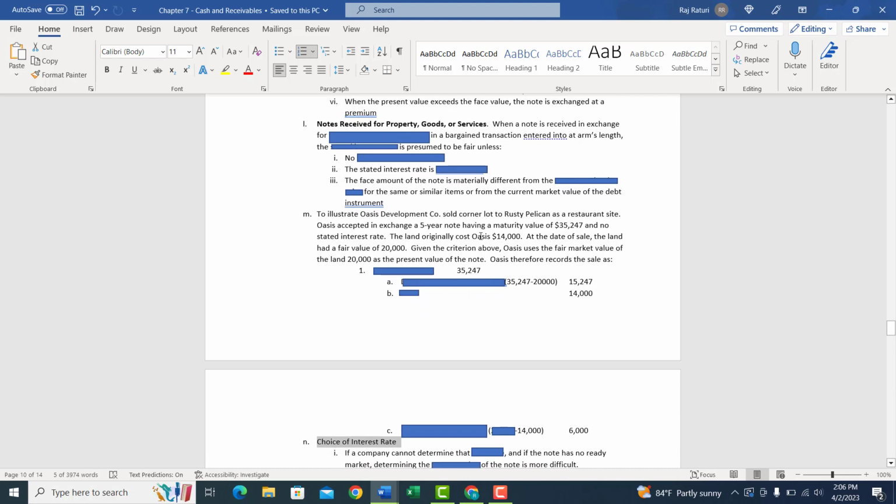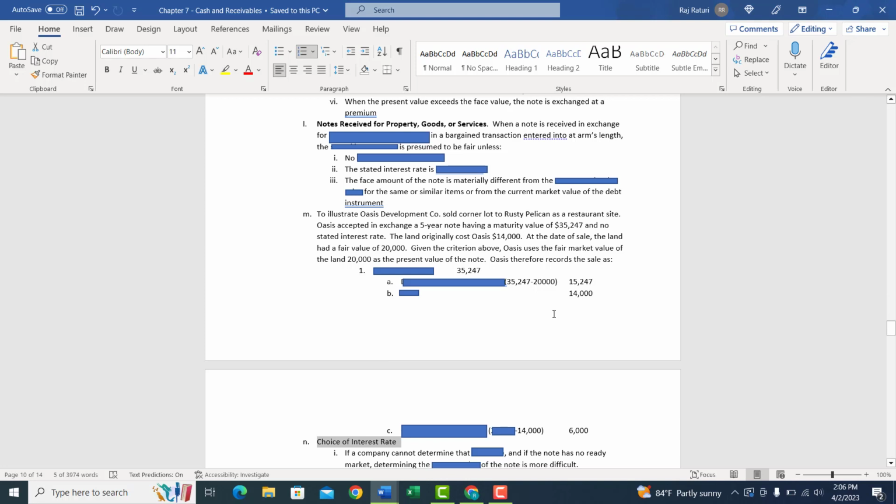And here we have an example where Oasis Development sold a corner lot to Rusty Pelican as a restaurant site, in exchange for a 5-year note with no interest rate. The original land cost $14,000. Obviously, this is an example of a trade receivable, by the way. On the date of the sale, the land had a fair value of $20,000. Given the criteria above, Oasis uses the fair market value of the land. $20,000 is the present value of the note.